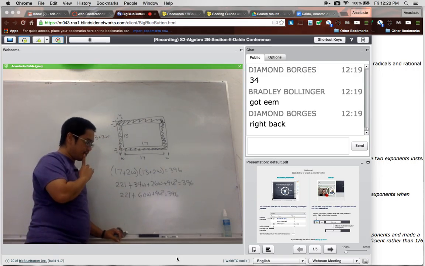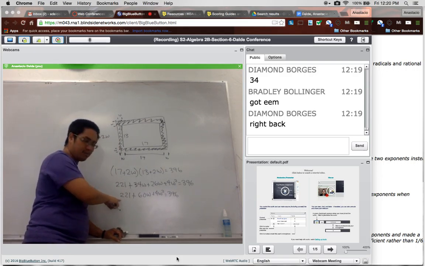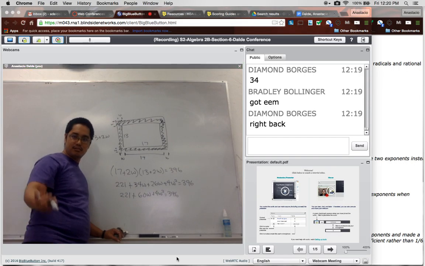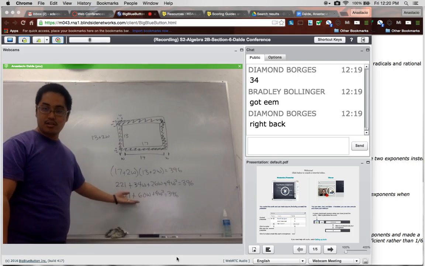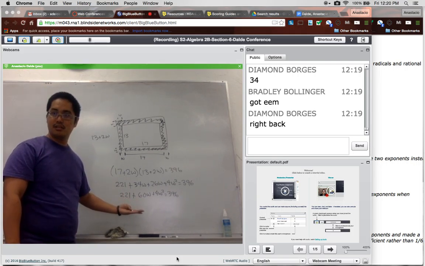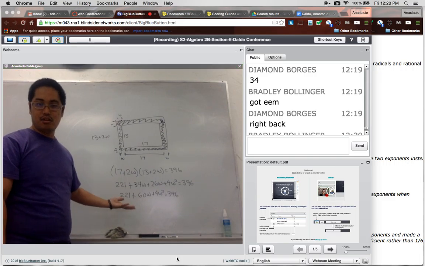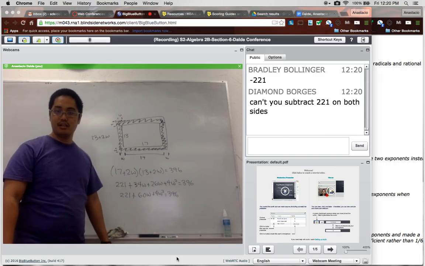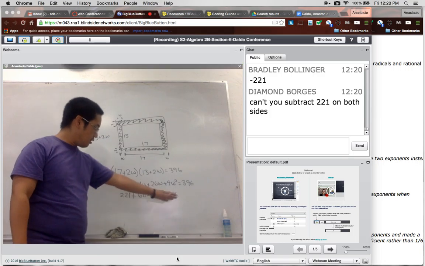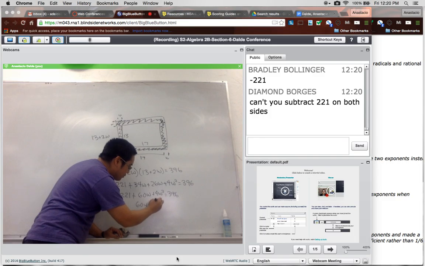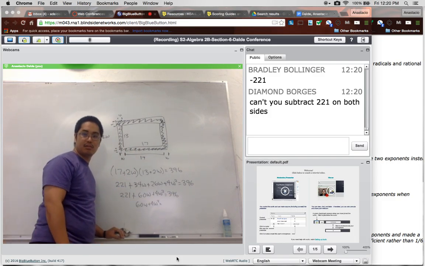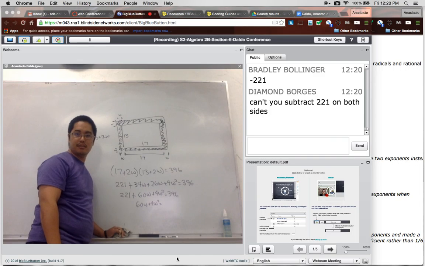Can 221 be divided by 4? No, it can't. That wouldn't make any sense. So we're kind of stuck there. Do you guys know how to solve this? We're kind of done with foiling. You moved 221 to 396. Fine. 60W plus 4W squared equals 396 minus 221, which is 175.